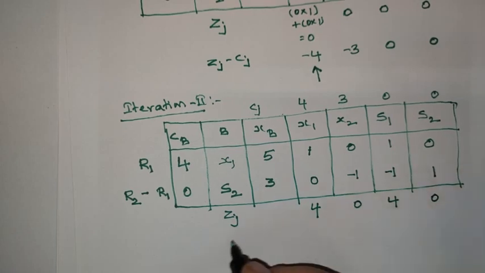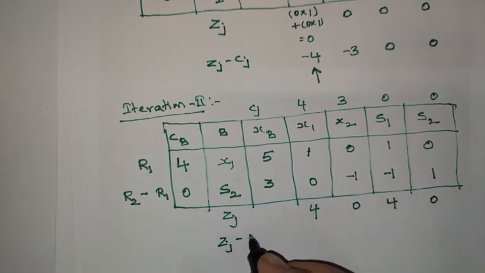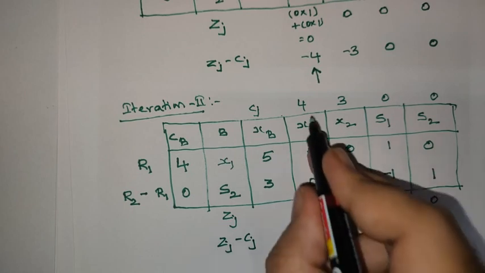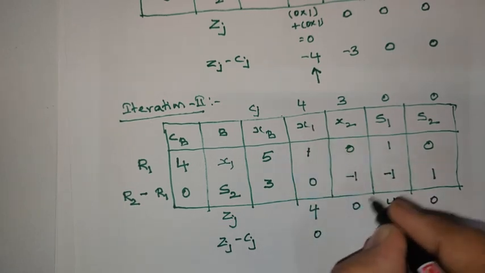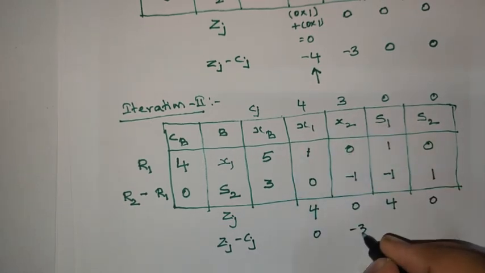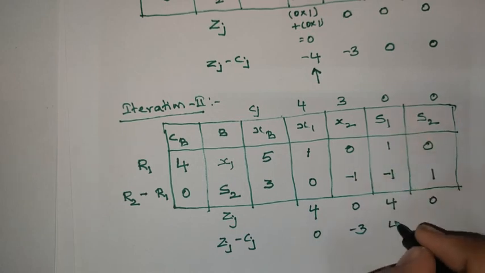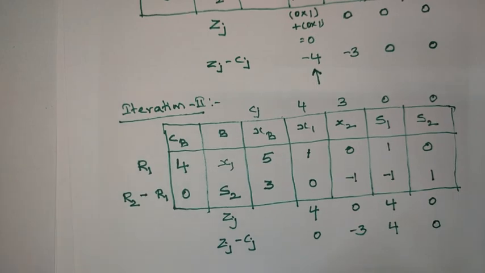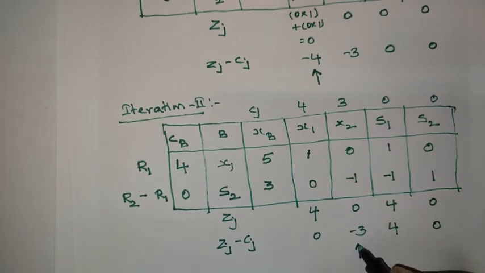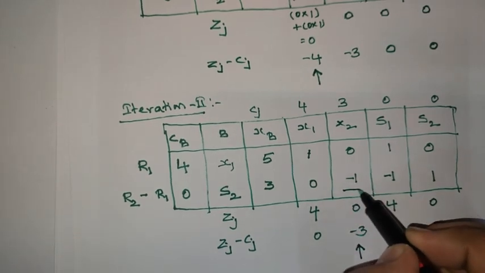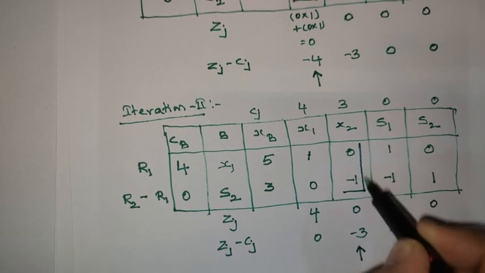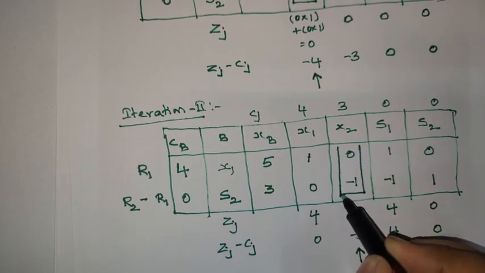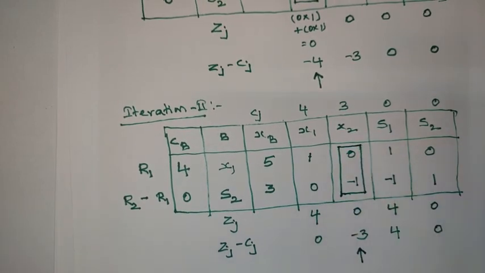0. Then calculate Zj minus Cj. 4 minus 4 is 0. 0 minus 3 is minus 3. 4 minus 0 is 4. 0 minus 0 is 0. So here also we got a negative value. So select the most negative value, that is minus 3. So now this will become the key column, right?